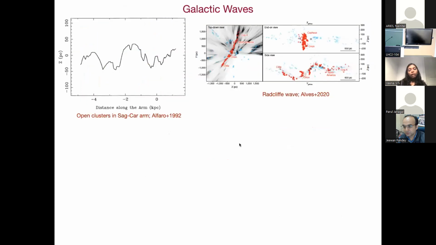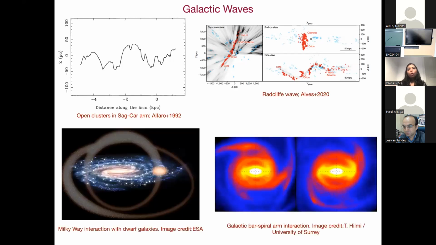Is the Gangotri wave the only such structure identified in the galaxy? No. In fact, people have seen wavy structure in the distribution of open clusters in the Sagittarius arm in 1992 by Alfaro. Then there were reports of the recently discovered Radcliffe wave, which is in the solar neighborhood. They observed an oscillatory structure in the molecular clouds. The origin of these wavy structures is not clear.